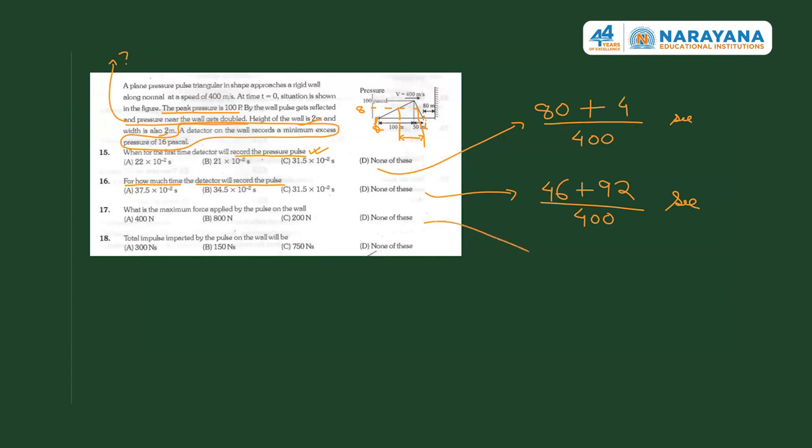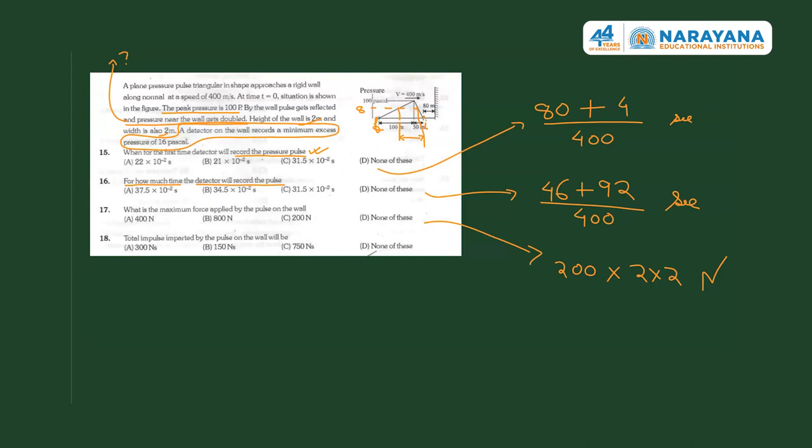He also says, find out the maximum force which is applied by the pulse on the wall. So the maximum excess pressure that reaches there is 100, and it will become 200 after superposition of the reflected one and the incident one. And the face area of that wall is 2 into 2. So that will come out as the third part.